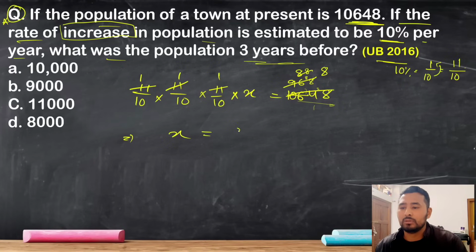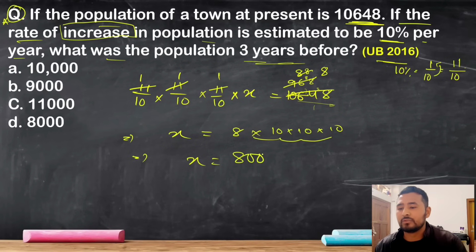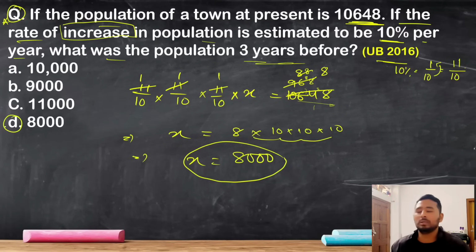So the remaining is how much? X will be equal to 8 into this whole 10, 10 into 10 into 10. So our answer will be how much? X will be 8 into 10 is 80, 800, 8000. So 3 years before, the population was 8000. So answer will be option number D. I hope it is clear.